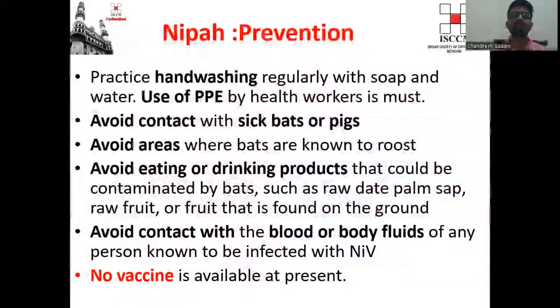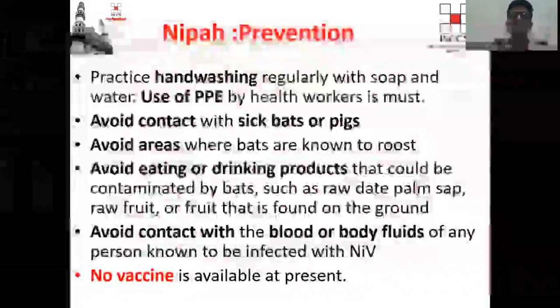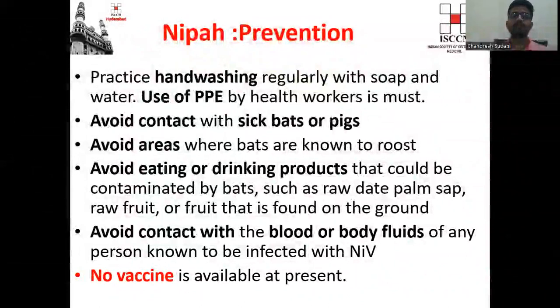Now, prevention is very important. So again, hand washing, practice and use of PPE is a must. It is very necessary to avoid contact with sick bats or pigs. It is necessary to avoid areas where bats are known to roost.